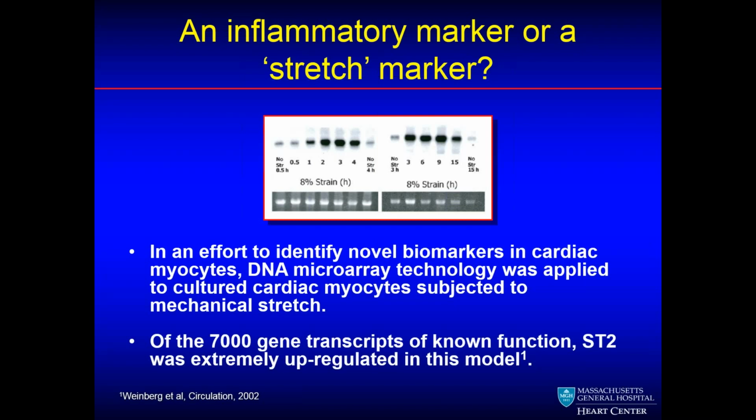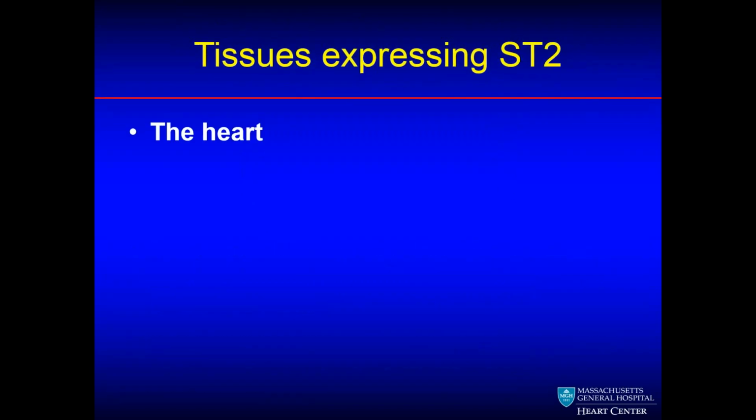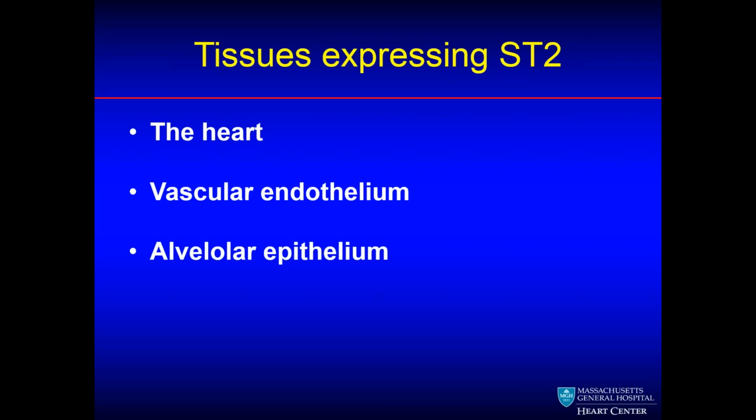Now, we know that ST2 is found in the myocardium. We also know that ST2 is found in vascular endothelium. So if you look, there's expression of ST2 in the vasculature in atherosclerosis. It's also very strongly upregulated in the pulmonary vasculature as well as in the alveolar epithelium. So it's really best viewed as a cardiopulmonary biomarker with strong prognostic meaning in diseases involving these various organs.